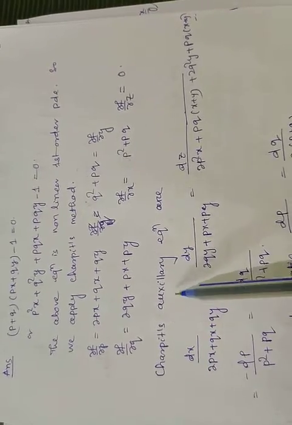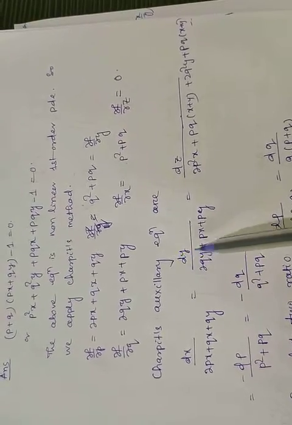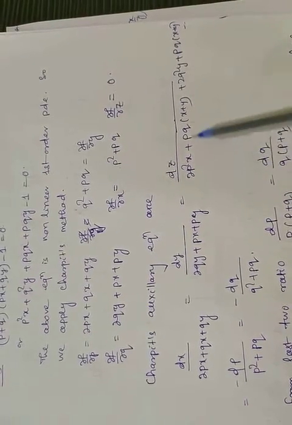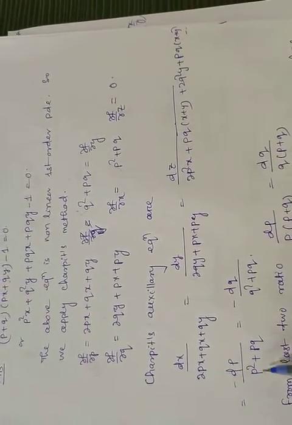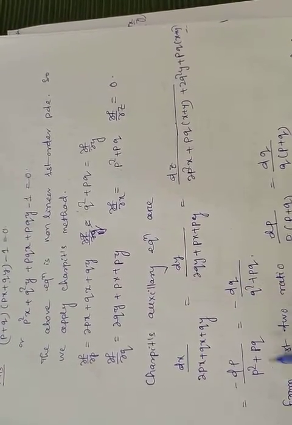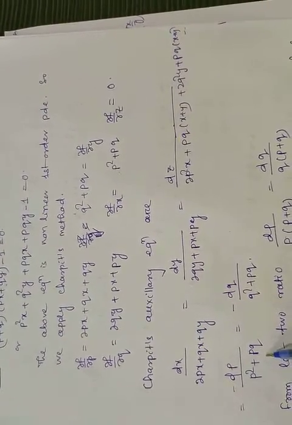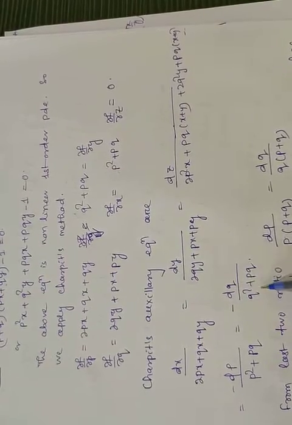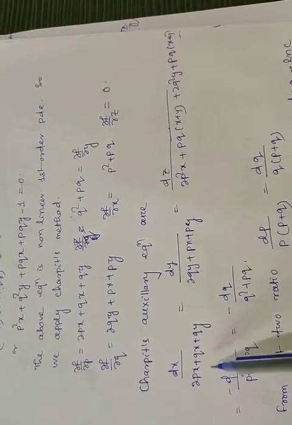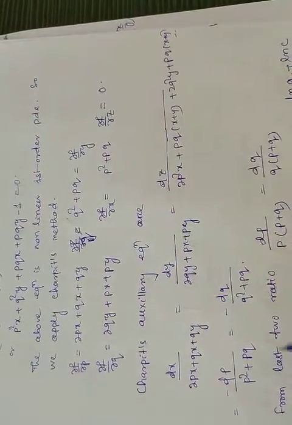Now the Charpit's auxiliary equations are dx by del f by del p, dy by del f by del q, equal to dz by p del f by del p plus q del f by del q, equal to minus dp by (del f by del x plus p del f by del z), equal to minus dq by (del f by del y plus q del f by del z). So we have obtained the auxiliary equations using this result.